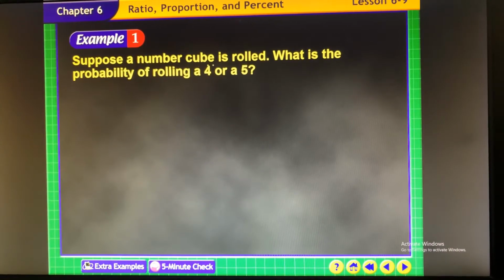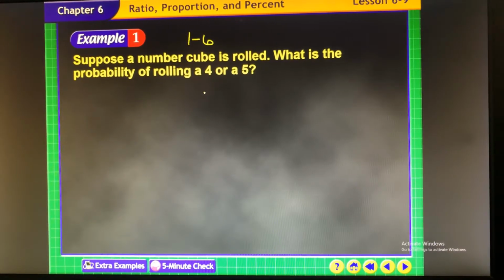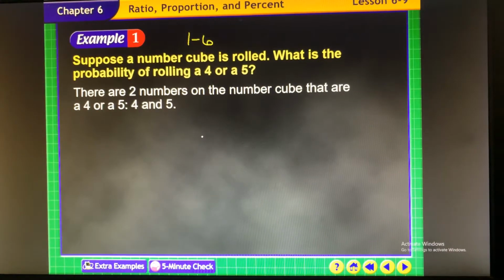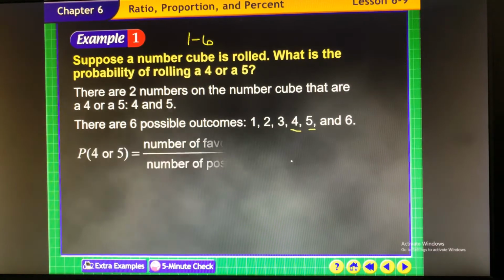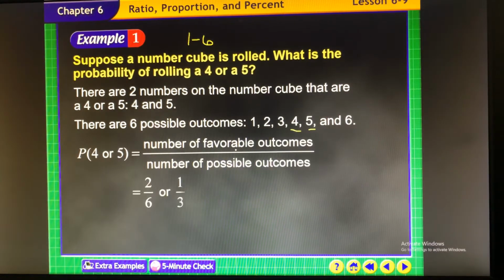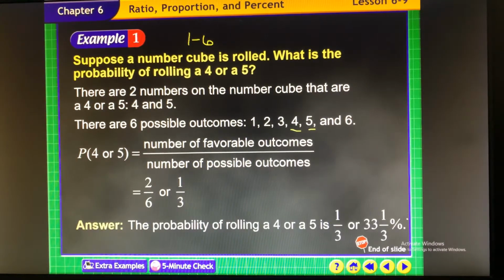So a number cube is rolled, which is the same thing as a dice. They just don't want to call it that. Always assume it's a fair dice and that it's a 1 through 6 dice unless said otherwise. What is the probability of rolling a 4 or a 5? Well, there's two numbers on the cube, that's a 4 or a 5, see? And there's 6 total outcomes. So favorable is 2 out of total outcomes, 6, or 1/3. You don't have to give me the percentage, just give me the fraction.